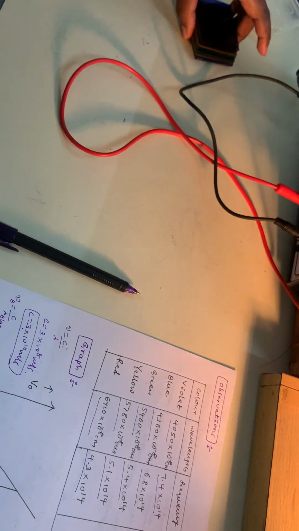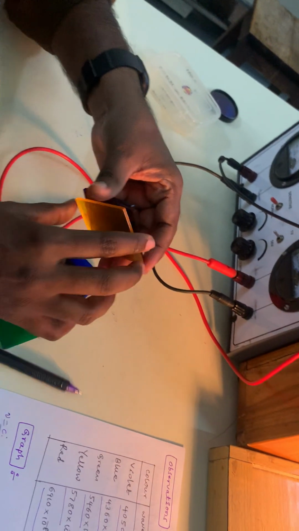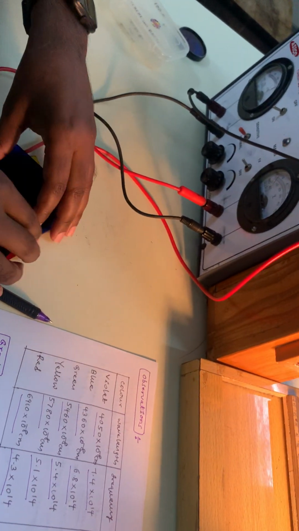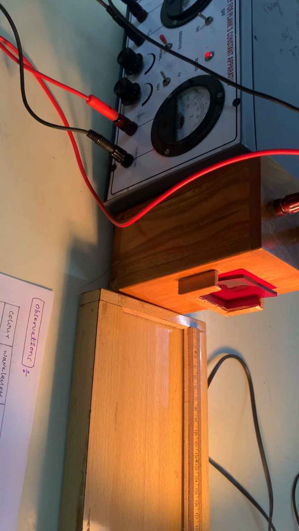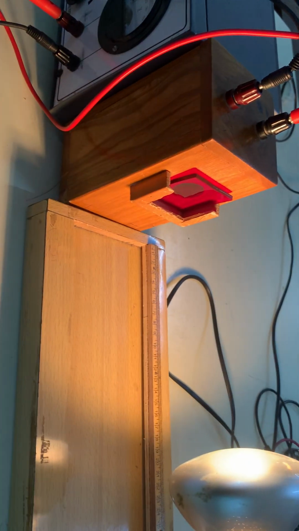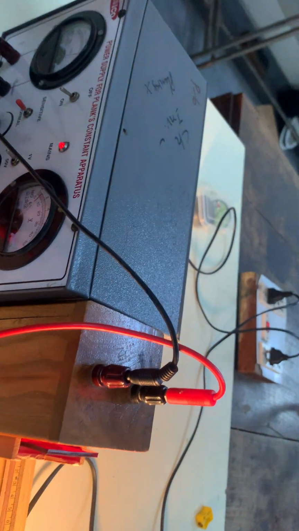What we have to do? First, which one do we take? Red, you have to take. So red is already there. I am keeping the red filter. Clear? I am incident-ing the light. So now what we have to do?